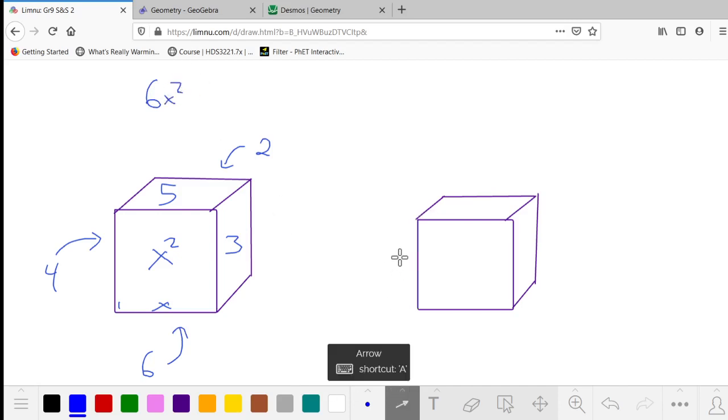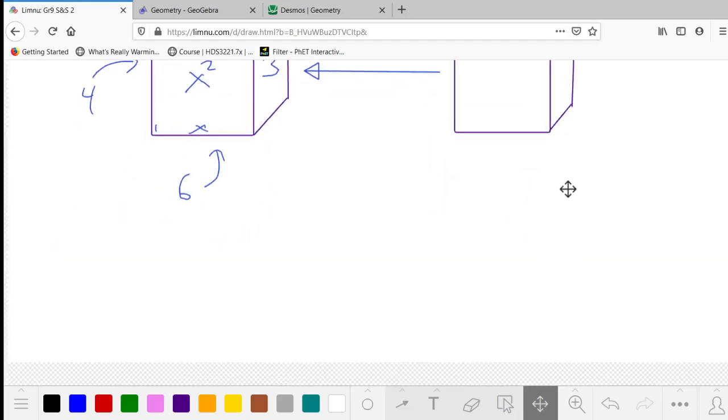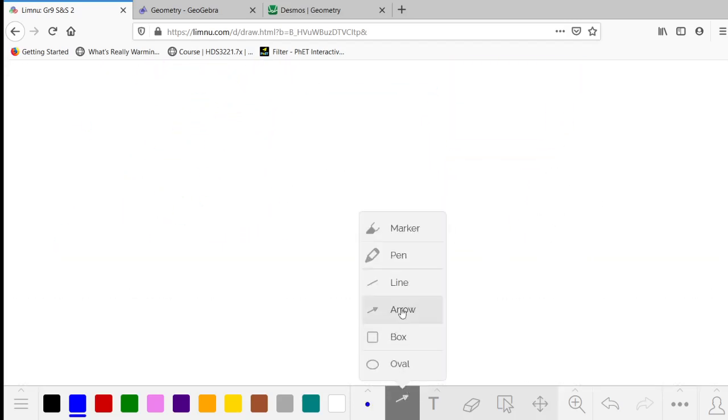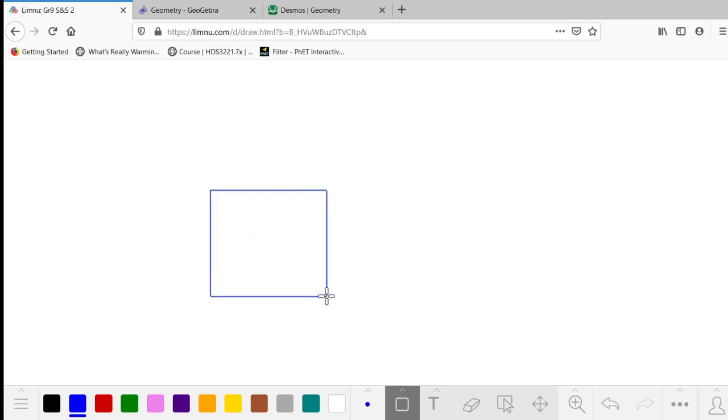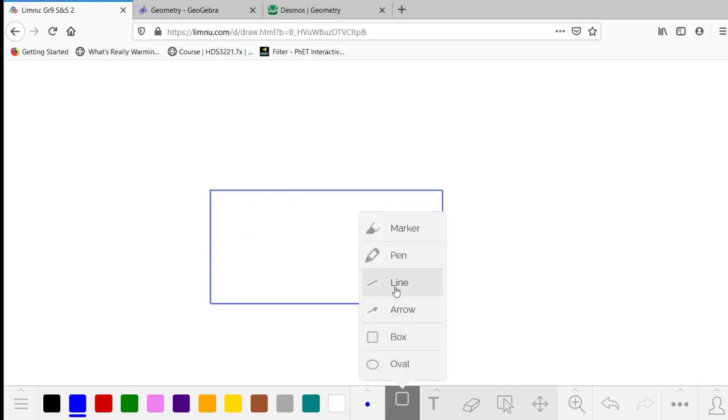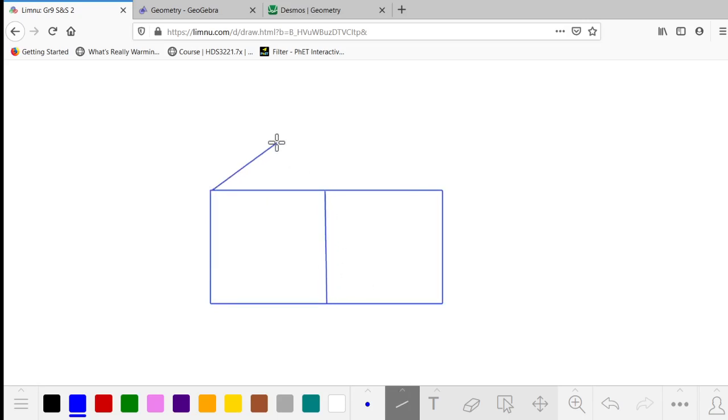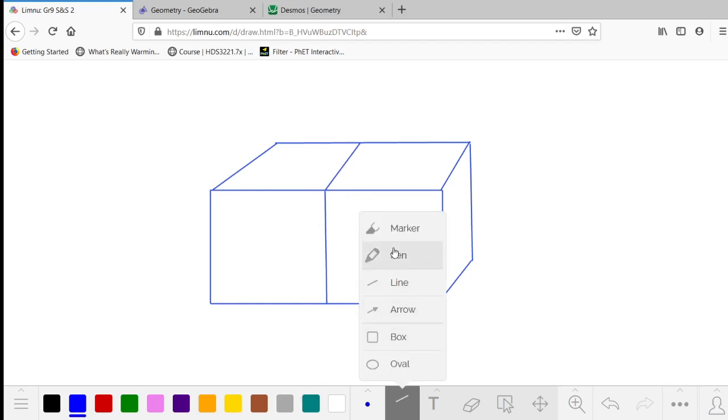But now if we take a second cube and slide it over to smash them together, we no longer have a 6x squared area. Even though each of those cubes has an area that's 6x squared, now not all of the surfaces are visible. Right? That's a big piece of this. In order to count as part of the surface area, we have to be able to see that surface. So we can't see the 12 surfaces we had before.